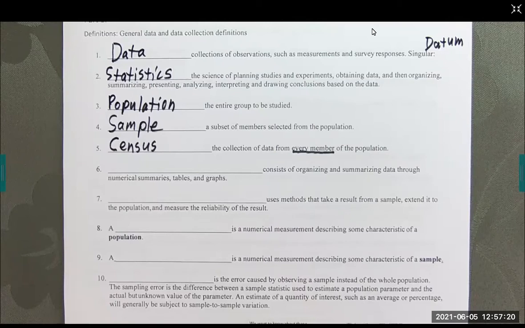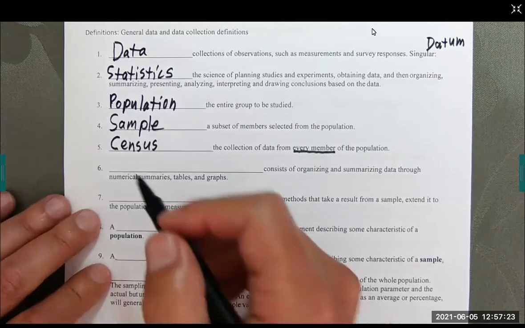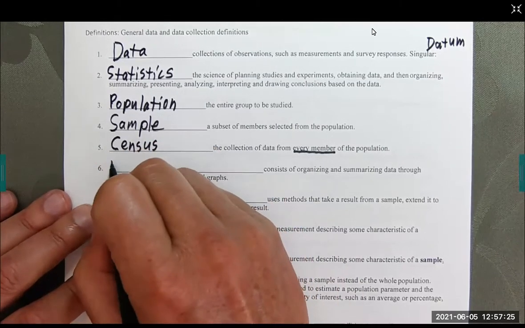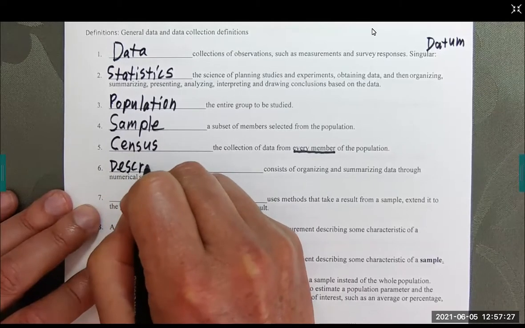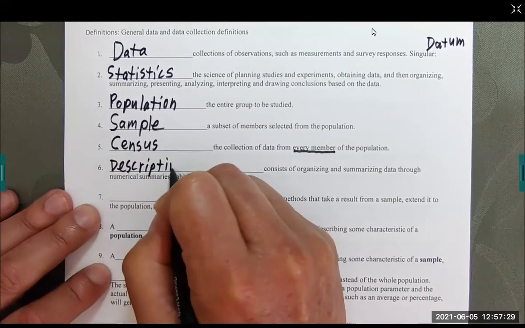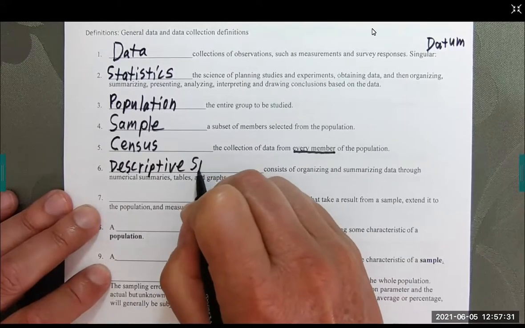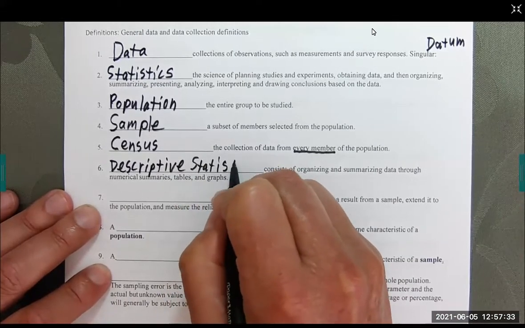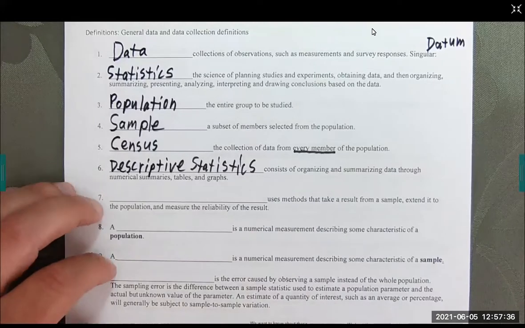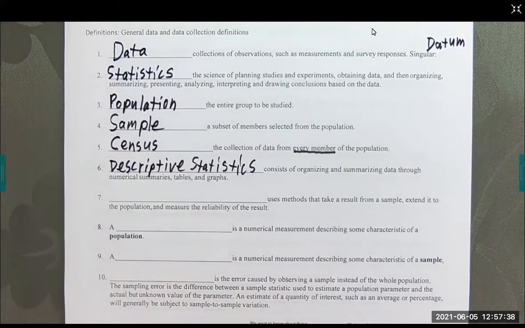Now, we have 2 types of statistics, and the first part of this semester is going to be on descriptive statistics. And descriptive statistics consists of organizing and summarizing data through numerical tables and graphs. So this is after we get the data, we organize it in some fashion, and we can present it to someone and say, hey, here's the information that we've gathered.